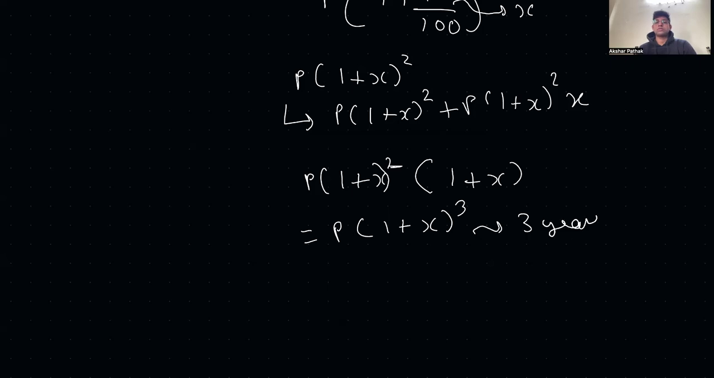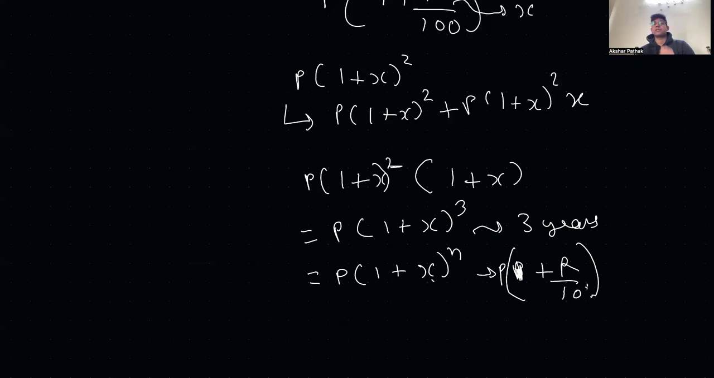Now I think you can observe the pattern. For n years, it will be P into 1 plus X to the power n. Okay. And what was our X? It's R by 100. So P into 1 plus R by 100 to the power n. This is the population after n years. And you can apply this formula in compound interest also.